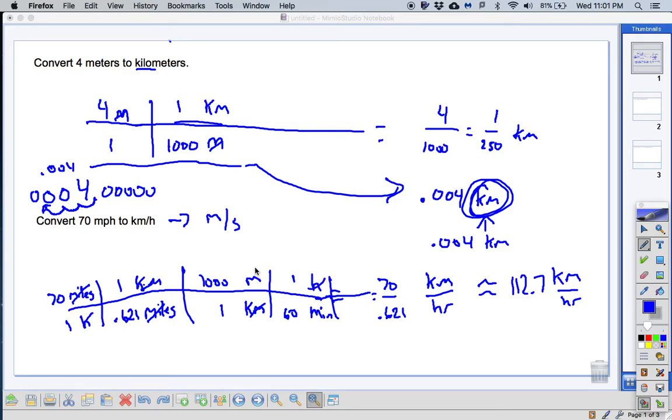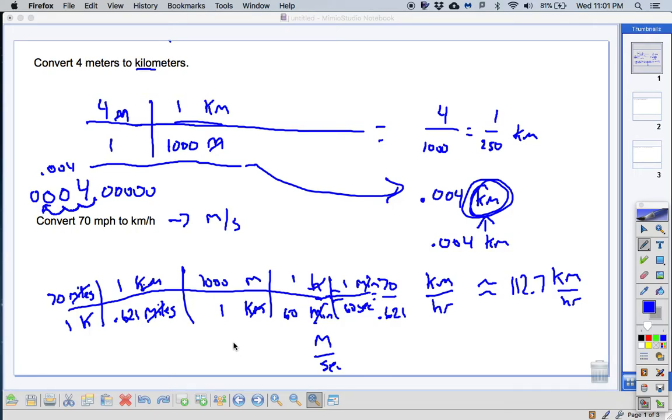So now I'm in meters per minute. But I want seconds, but fortunately, I know that 1 minute is the same as 60 seconds. So I got 1 minute over 60 seconds. All right. So this is now, and the minutes are canceled. So we're now in meters on the top, and on the bottom we're in seconds. So this is meters per second, which is what I'm looking for. Now I got to multiply. I got 70 times 1 times 1,000 times 1 times 1.